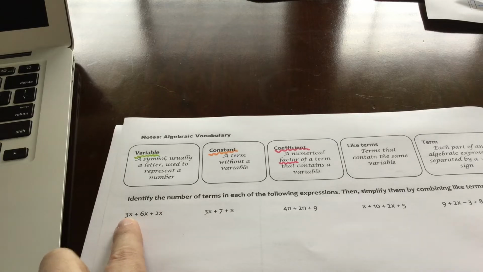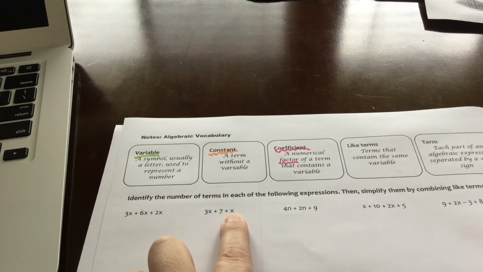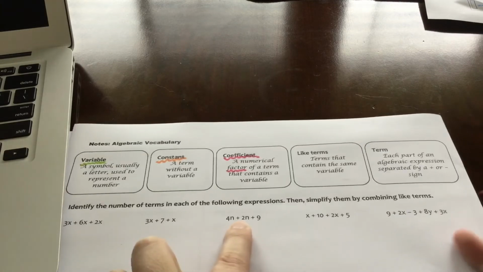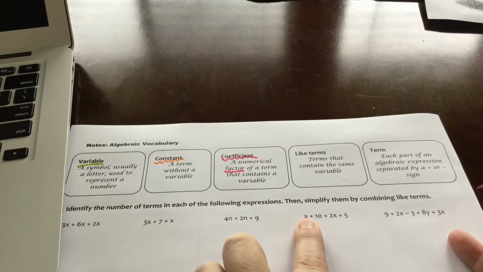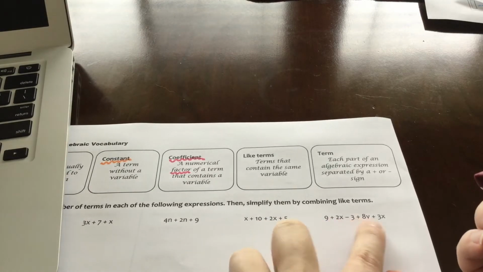Here the 3 is a coefficient, the 6 is a coefficient, the 2 is a coefficient. If you don't see a coefficient, it's really a 1. It's just 1x. A 4, a 2, that would just have 1x. A 2, an 8, and a 3.